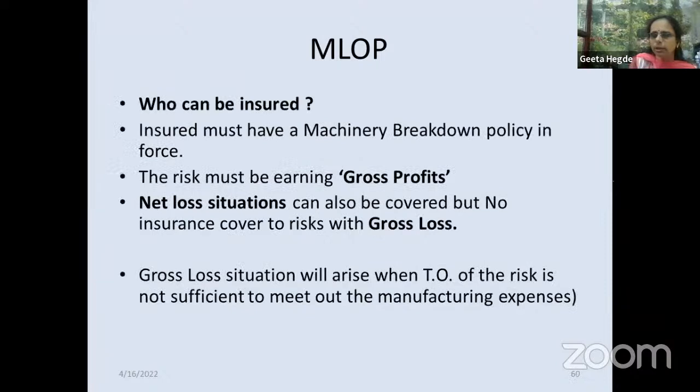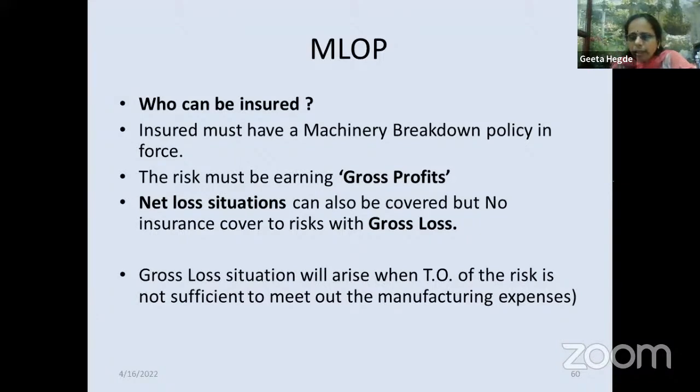Who can take this policy? The insured should have an MB policy. The risk is for gross profit. Net loss situations can also be covered, but there is no insurance cover if there is a gross loss. Yesterday we have seen when there will be net profit or when there will be net loss. So a net loss situation can be covered because there will be at least gross profit. But if the turnover is so low and the expenses are so excessive that there is gross loss, then the policy cannot be given.